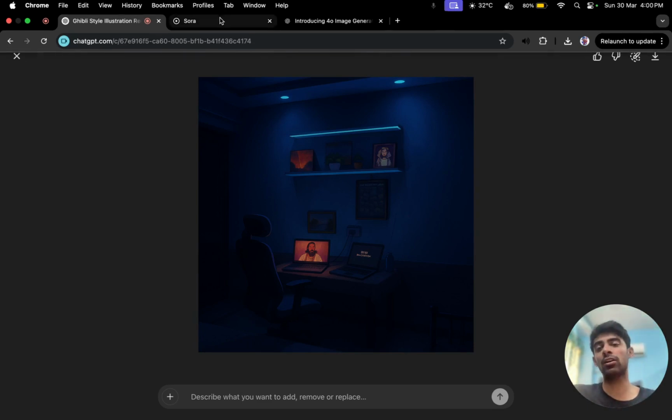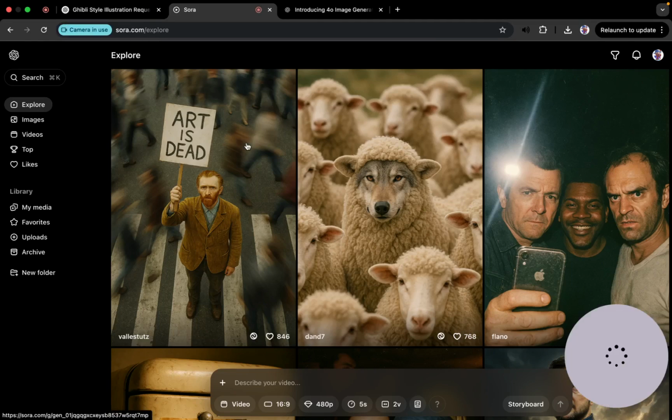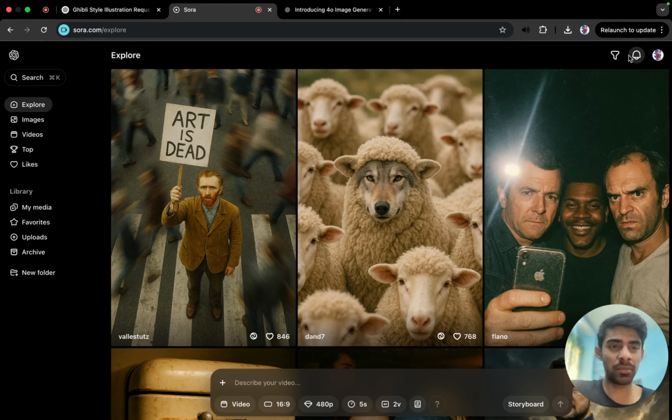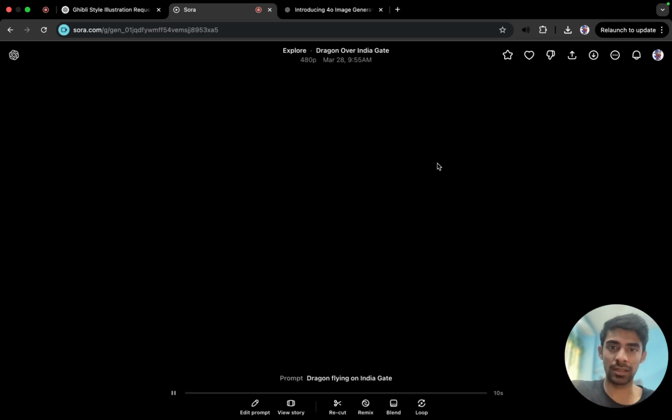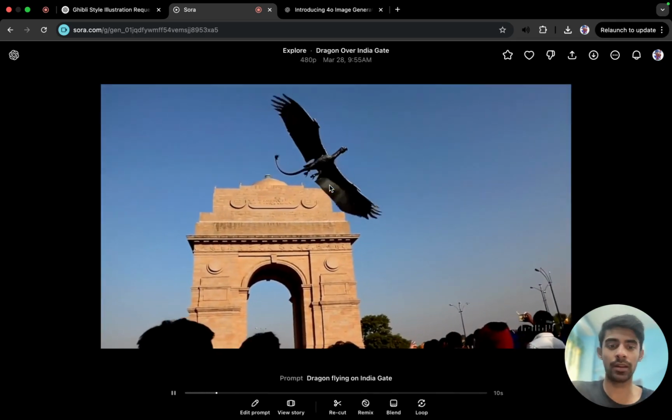Now, coming to the part of Sora. What about Sora, guys? Is Sora going to continue? Yes, definitely yes. You can directly go to Sora because I have GPT Plus. I get access to all the things. I think I recently made one testing thing in this, right? It was a dragon flying over India Gate, right? So this is the video.